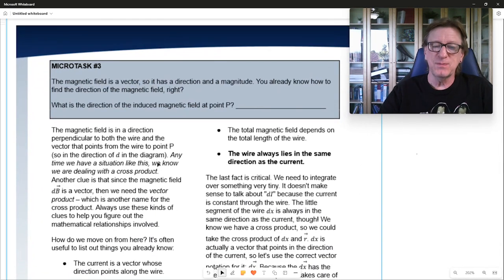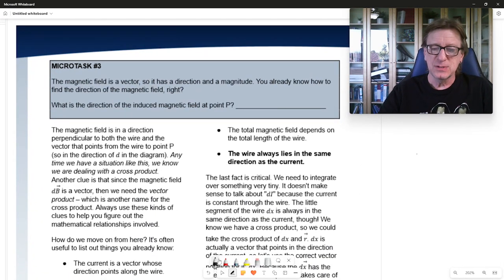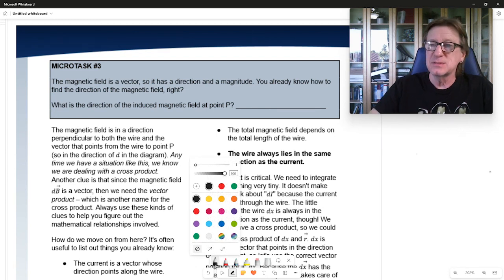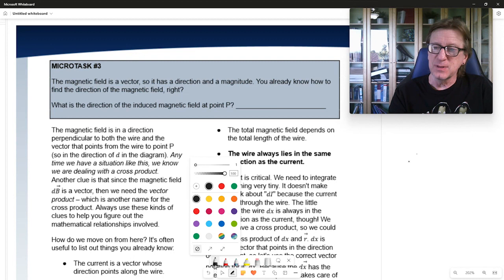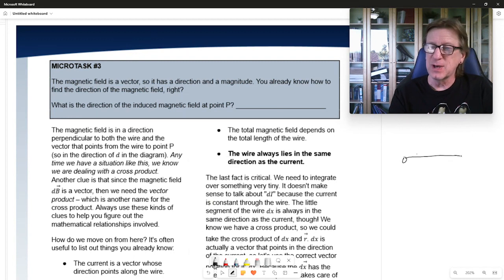So the magnetic field is a vector. So we know that it has a direction. What is the direction of the induced magnetic field? Let's redraw our picture here so that we've got it.